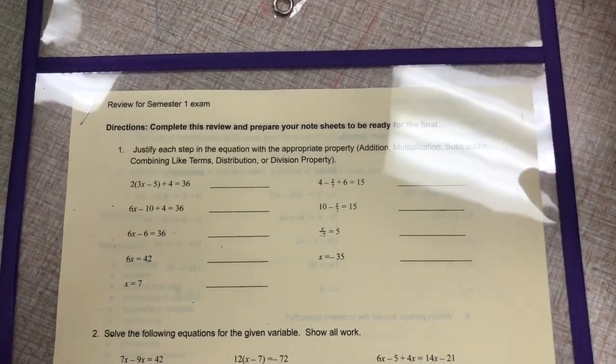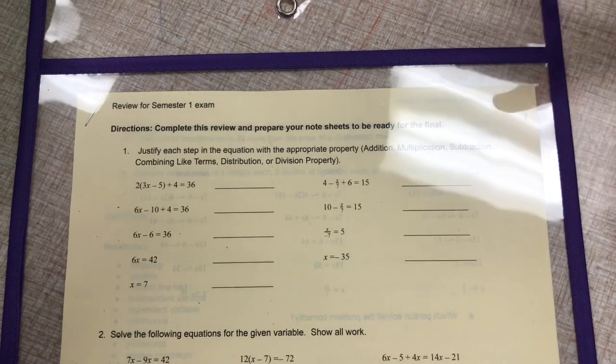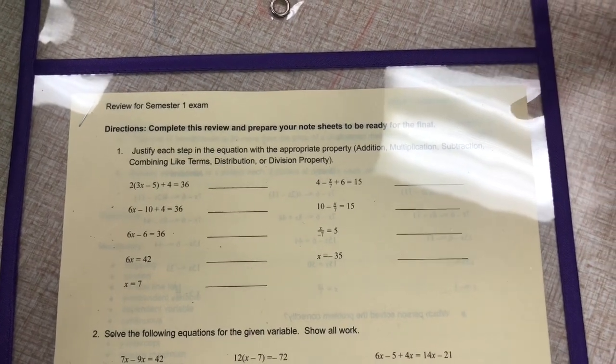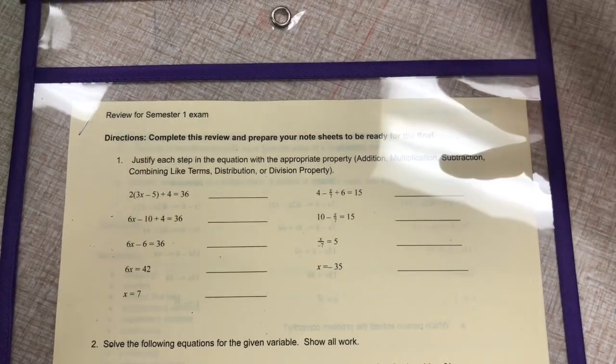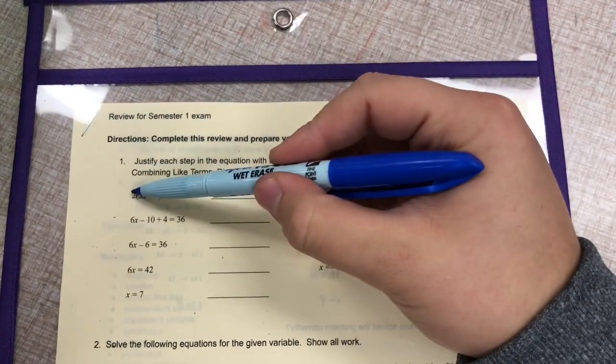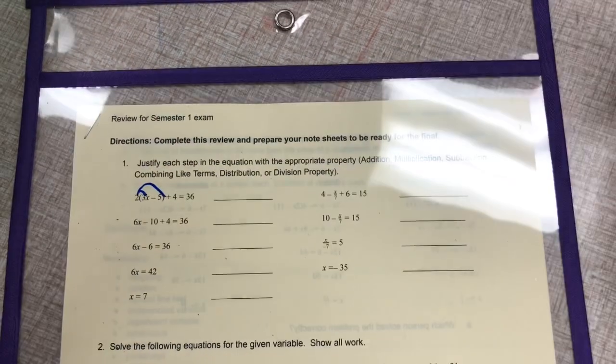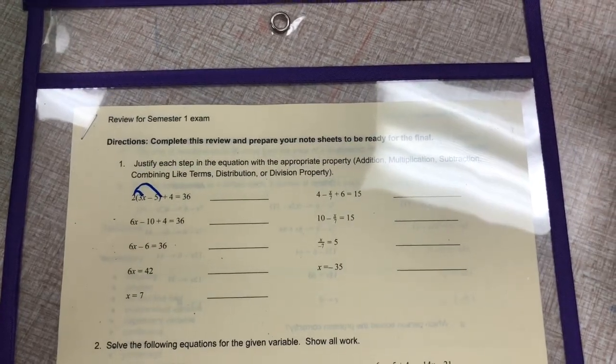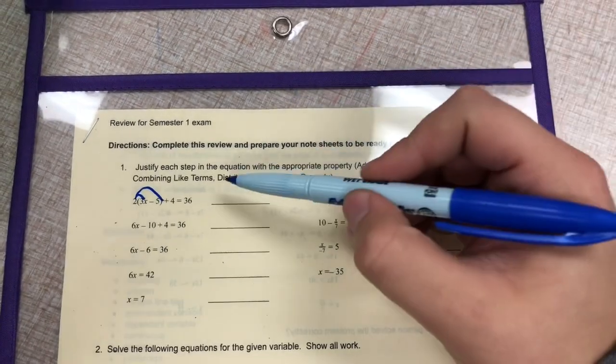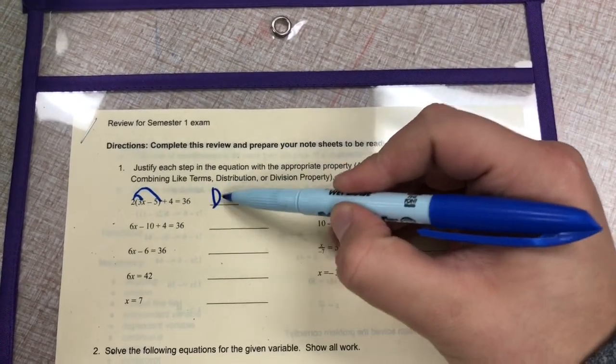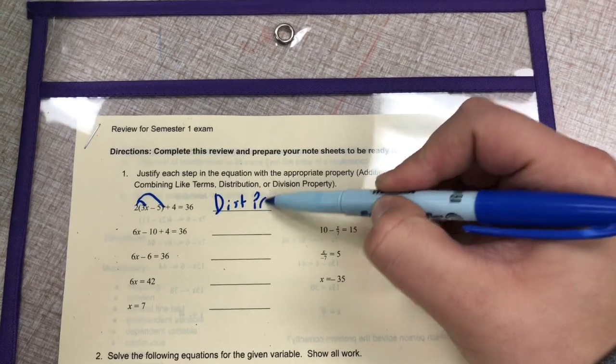So let's get started. All right, guys, so for this part, the equations in front of you are already solved, so you just need to go through and figure out what we did. So for this problem, it's an obvious distributive property situation. There's a number outside parentheses. You multiply by everything on the inside, so that's going to be distributive property, and I'll just write dist prop.